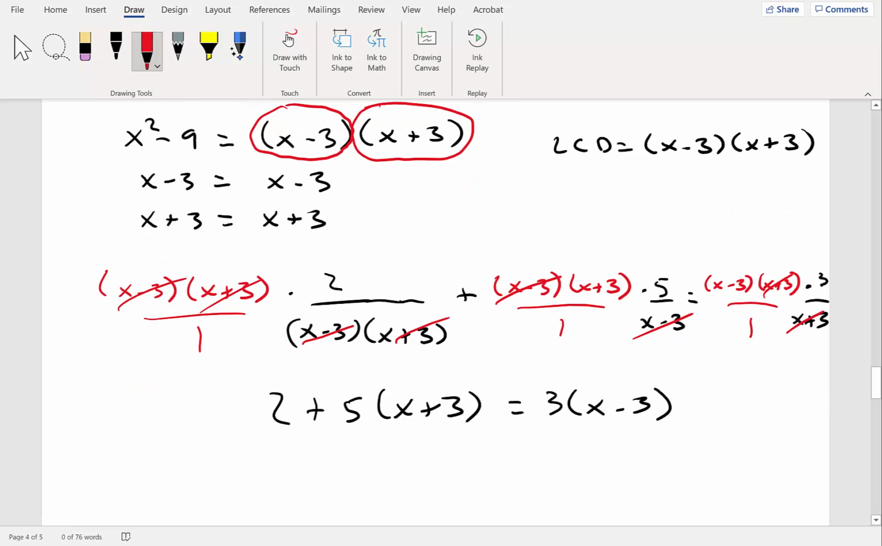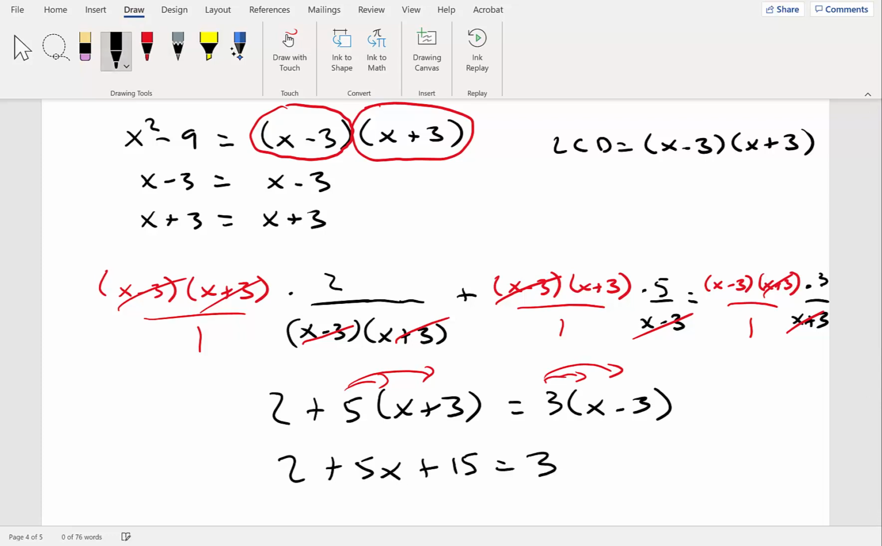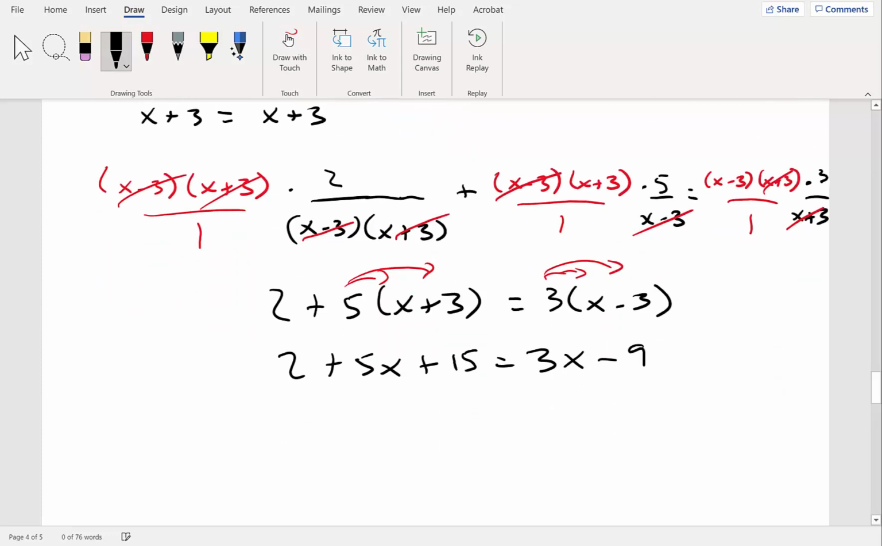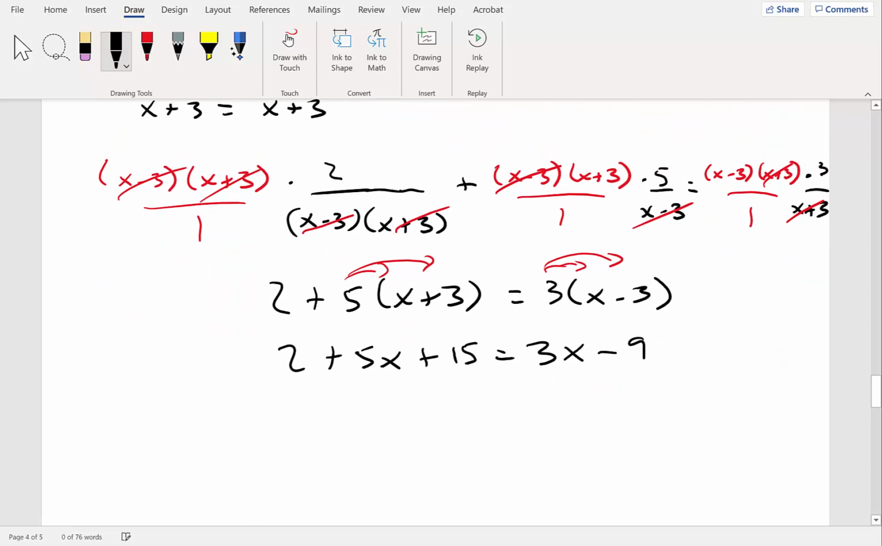So let's go ahead and solve this equation. Let's get rid of these parentheses to start. So let's distribute. So we have 2 plus 5x plus 15 is equal to 3 times x, which is 3x, minus 3 times negative 3, which is negative 9. Now on the left hand side we have some like terms we could combine. So we have 5x plus 17 is equal to 3x minus 9.